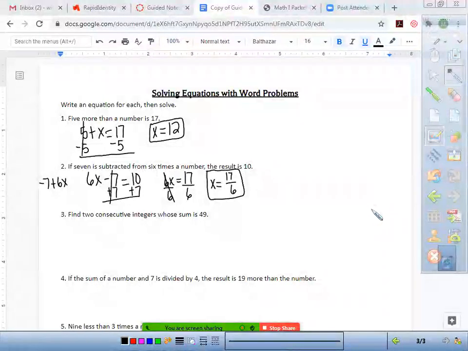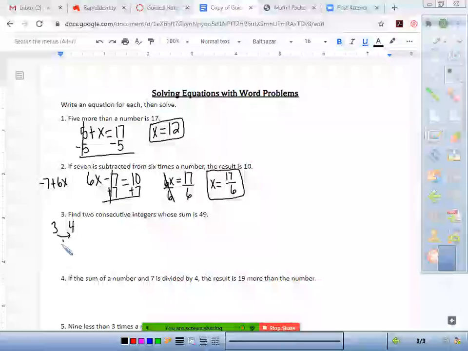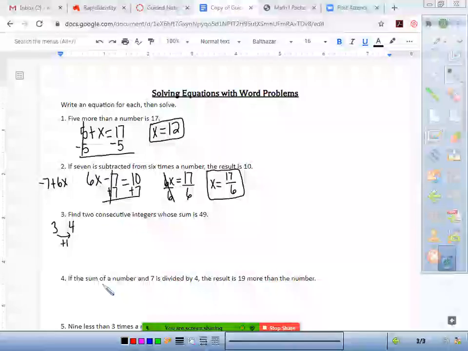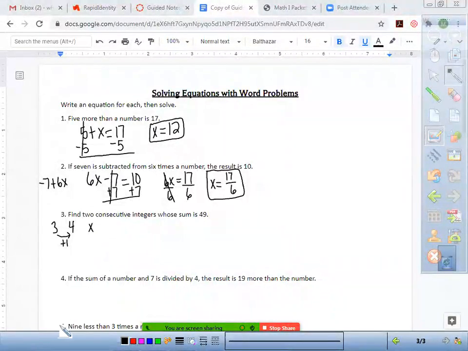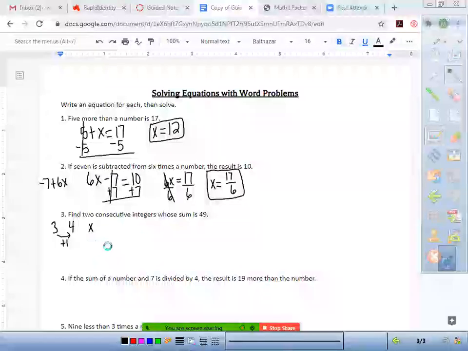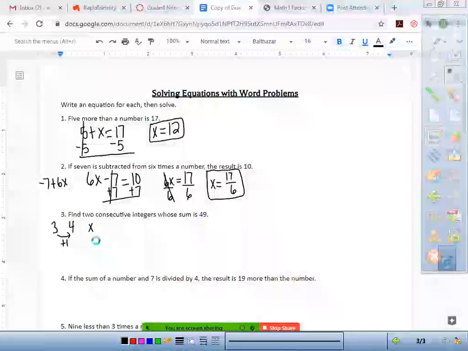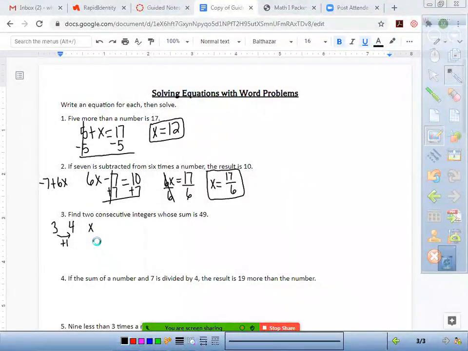So it says 2 consecutive integers whose sum is 49. So we'll use that 3 and 4 example that I talked about. So if I have 3 and I had 4, how do I go from 3 to 4? What do I have to do? Plus 1. I add 1. So let's say I didn't know what the number was. So let's say it was x. How would I get to the number that came after x? Plus 1. And when this thing stops spinning, I'll write that down.